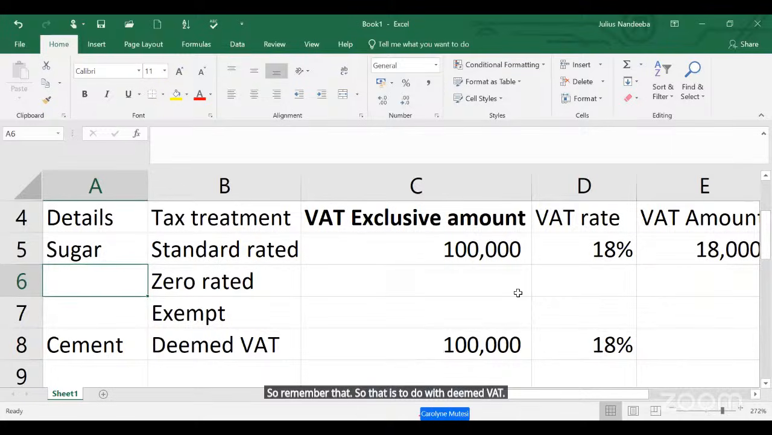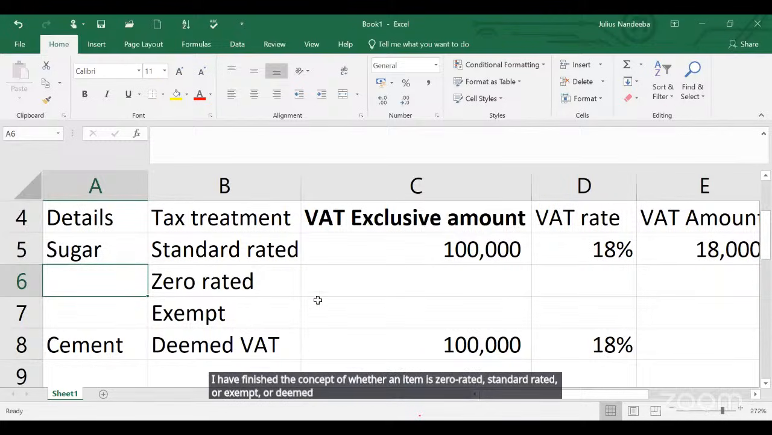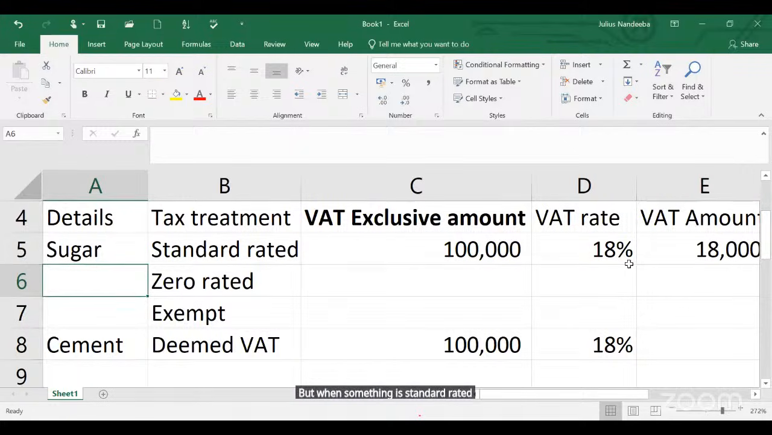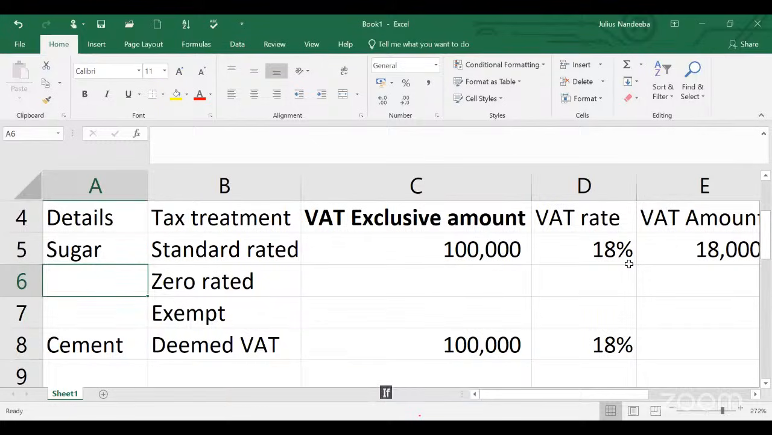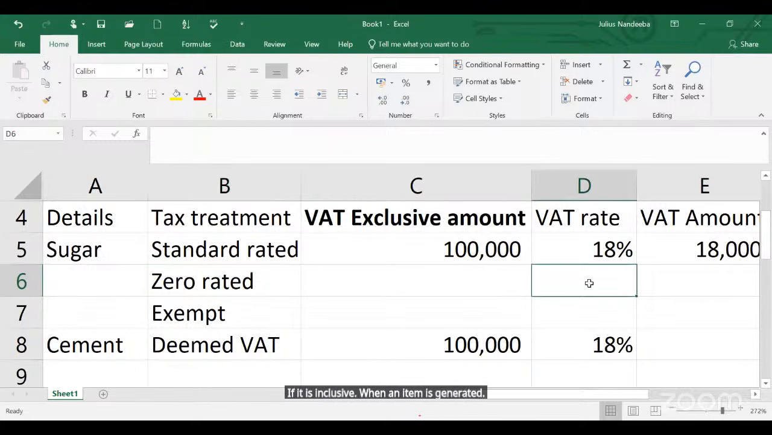So I have finished the concept of inclusive and exclusive because you must know it. I have finished the concept of whether an item is zero rated, standard rated, exempt or deemed VAT. We are going to see some of the items. But when something is standard rated, you either multiply by 18% if it is exclusive, or 18 out of 118 if it is inclusive. When an item is zero rated, the rate that is going to apply is 0%.